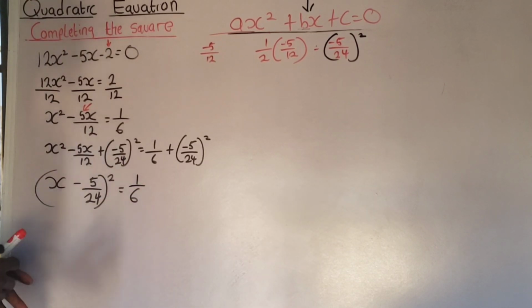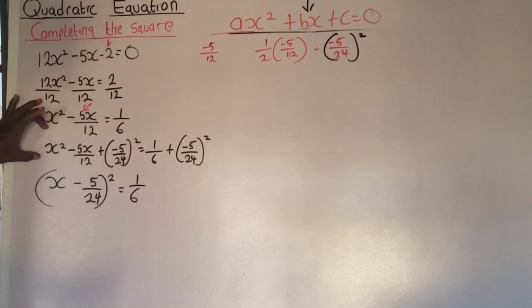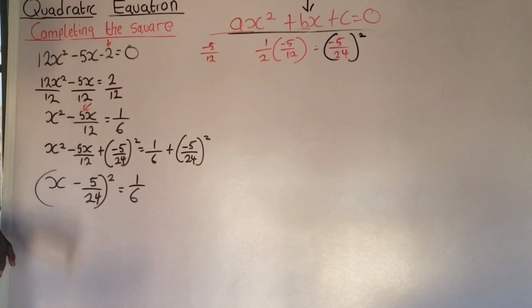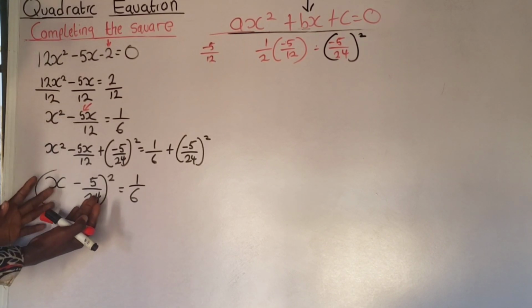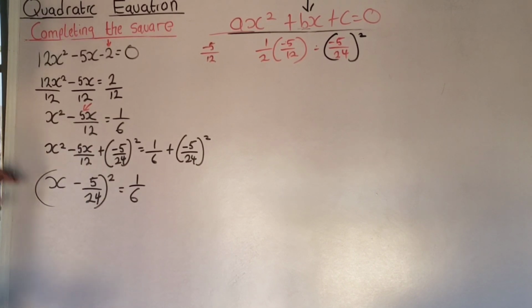Please listen to the explanation again. The reason why we call this method completing the square is because here we have to rewrite the left hand side as a perfect square. Rewriting as a perfect square simply means that if I expand this bracket now, I'm going to have this. So I make this a perfect square.